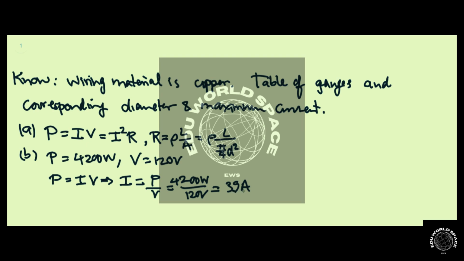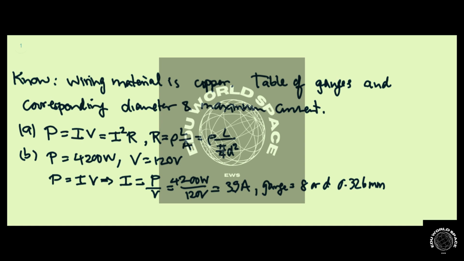And if we look at the table, we see that the 10 gauge wire can only carry a maximum of 30 amperes, so we can't use that wire. And if we go to a higher diameter, so the 8 gauge wire, that can carry a maximum current of 40. So it's the 8 gauge wire, or the diameter of 0.326 millimeters.